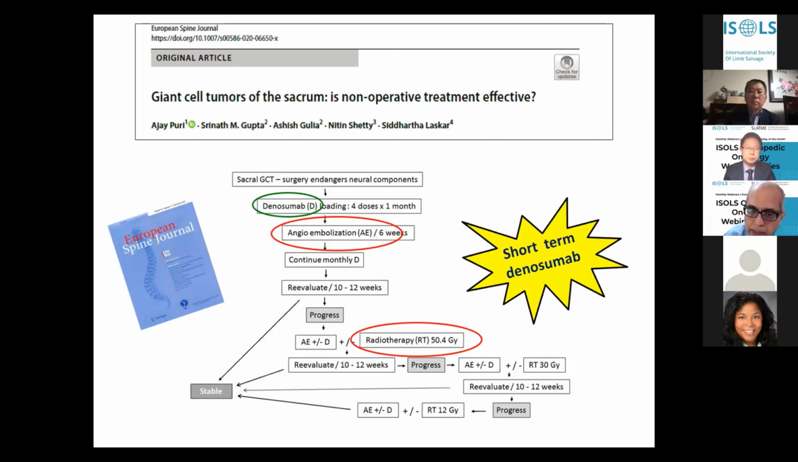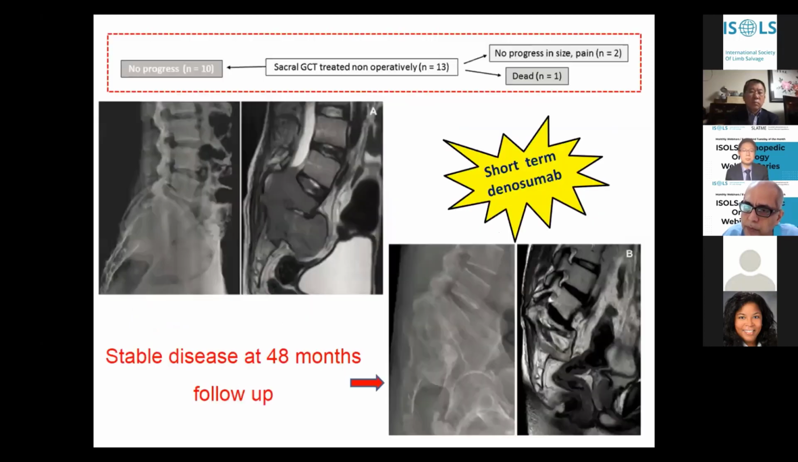I know radiotherapy in a benign tumor is again controversial, but just as surgery has advanced, so has techniques of radiotherapy. And possibly the danger of radiation-induced sarcomas is not as evident now as it was maybe 3 or 4 decades earlier. So everyone may not agree, but this is one possibility. And we have been fairly successful in this. In our small series of 13 cases in which surgery would have caused considerable neurological deficit, we have been quite happy with the use of short-term denosumab backed with angioembolization.